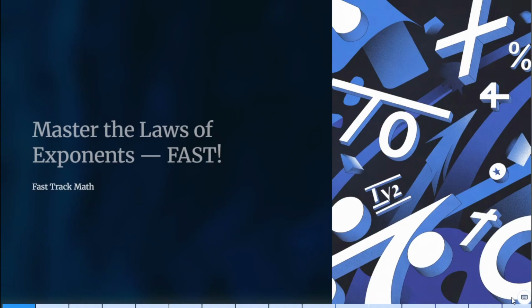Exponents confuse a lot of students, but they all follow just a few simple rules. Today, I'll show you the fastest way to simplify any exponent, even negative and fractional ones.